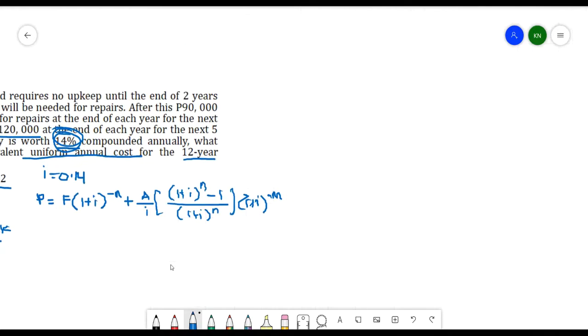Next is for the 90K. Next is for the 120K. So we have A over I, the same formula. We have 1 plus I raised to n minus 1 all over 1 plus I raised to n, 1 plus I raised to negative m.